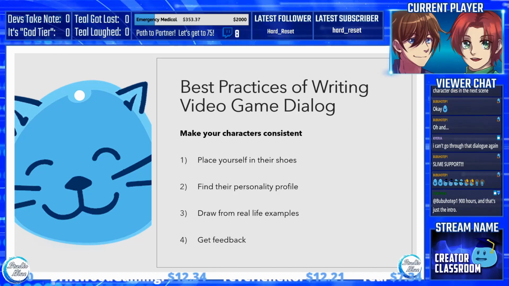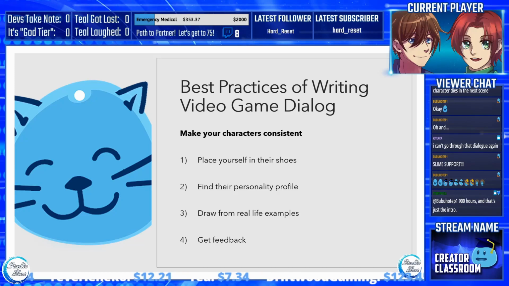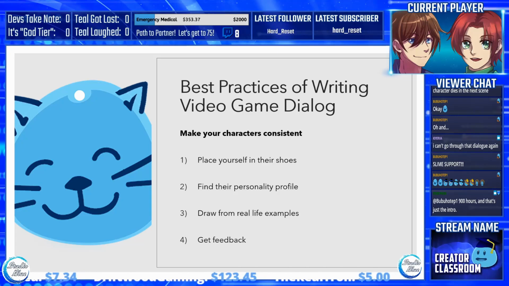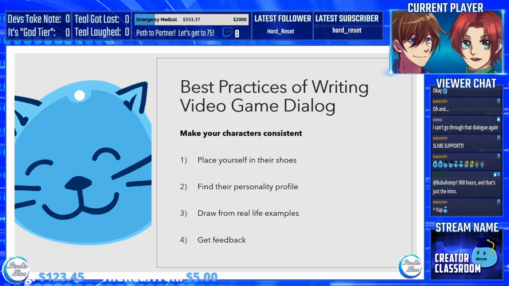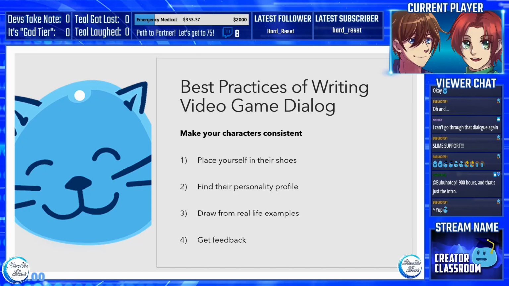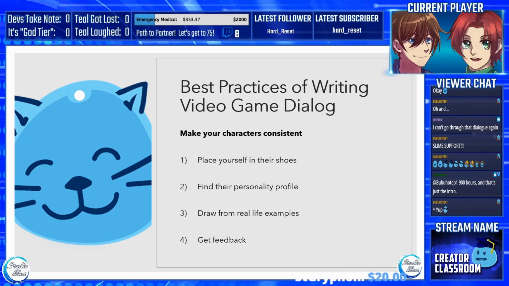Teal. Yes? I apologize for interrupting, but I can't emphasize enough: if you, the writer or game developer, can't relate to your character, your readers and players never will. I'm going to take a step back, but I felt compelled to say that. No, that is a very good thing. Say that again for the people in the back. If you, the writer or developer, cannot relate to your character, your readers and players will not be able to either. That's right.